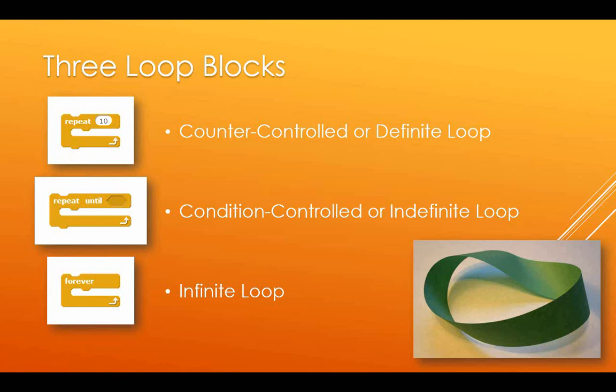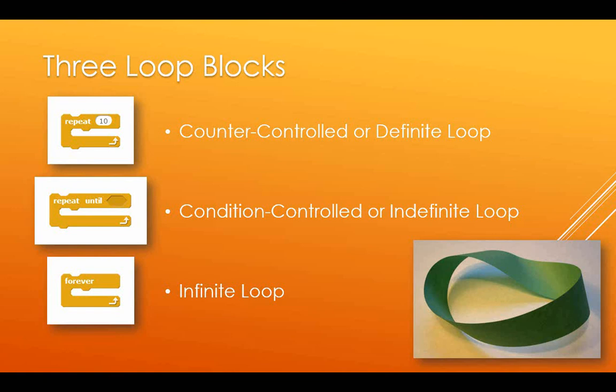Okay, so loops. We've used them before, so you're familiar with them. We're just going to go over them formally now. The first one is what we call a counter-controlled or definite loop. Definite because we know how many times it's going to happen. The way that works is you have a repeat and you put a number in there, and that says go for 10 or 20 or whatever value you put in.